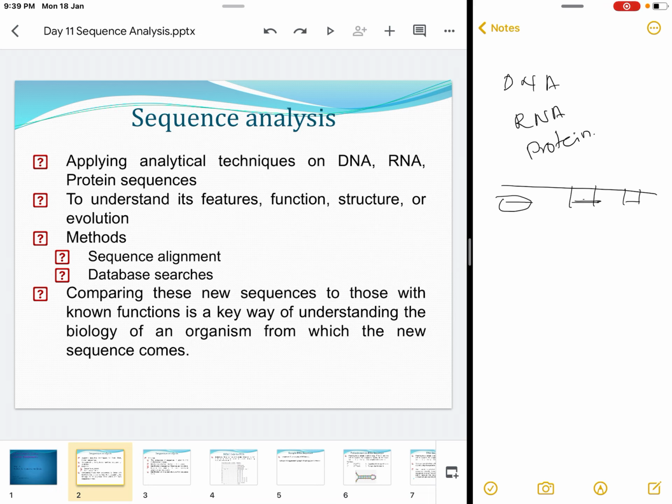So why do we go for sequence analysis? The first question: why is sequence analysis required? To find out the features of some sequences, the functionality of some genetic representation, the structure of some molecules, or the evolution of some organisms. All these things can be calculated from sequence analysis. There are two methods based on sequence analysis: one is called sequence alignment, and the second technique is called database searches.